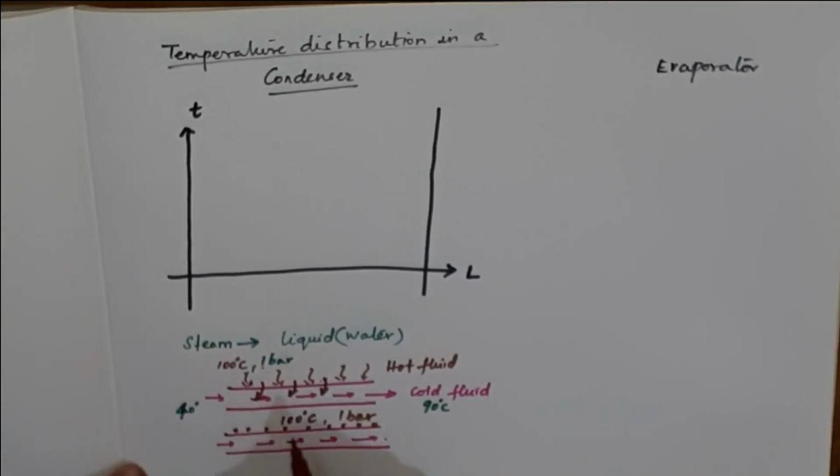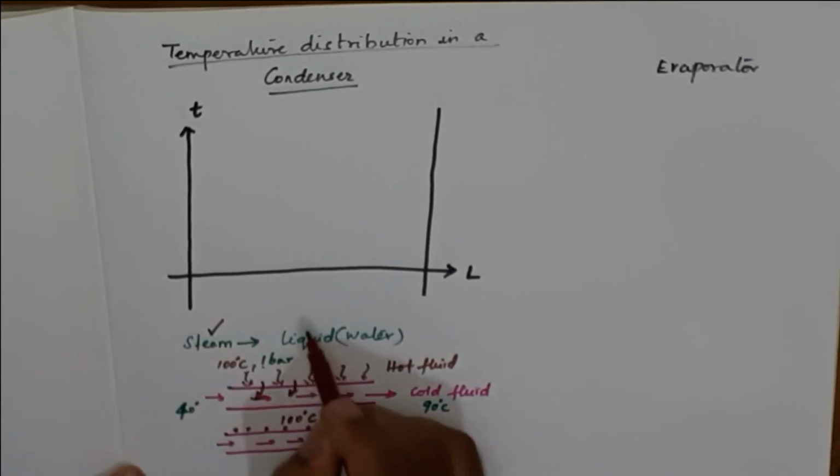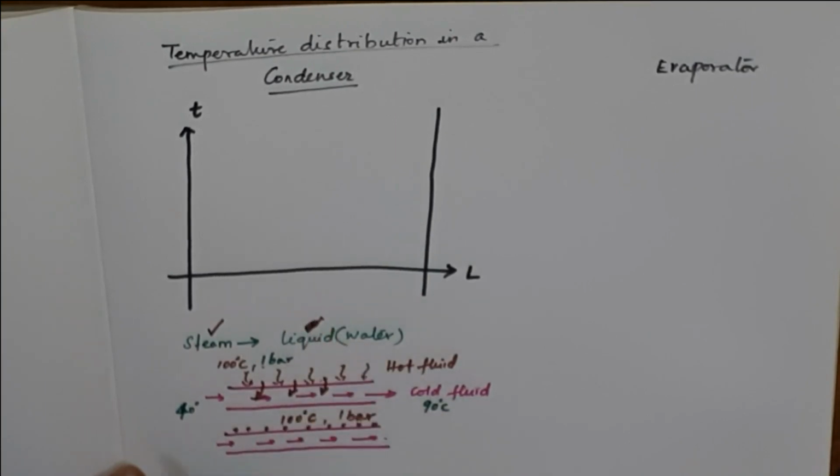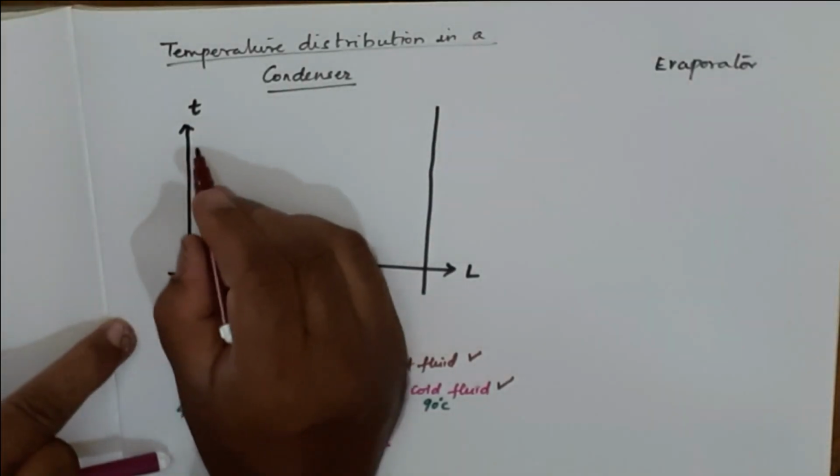So here now you need two fluids. One fluid is this steam. What is another fluid? The cold liquid here. One is steam here, the other one is the cold fluid here. One is hot fluid, one is cold fluid. The hot fluid temperature is constant. So the hot fluid temperature doesn't change.